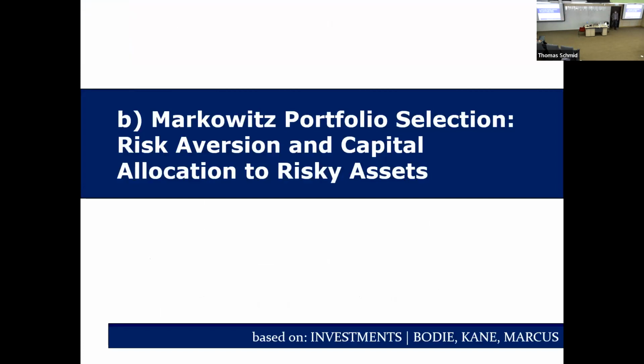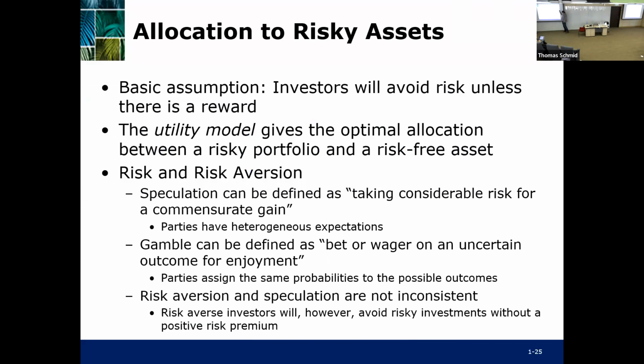Now let's talk a bit about portfolio selection: risk aversion and capital allocation to risky assets. We will assume throughout this whole chapter that we have a risk averse investor, and the risk averse investor faces a problem. He has to split his wealth between a risky asset and a risk-free asset. In this very simple world, we will only have these two assets. There will be nothing else, only risky and risk-free.